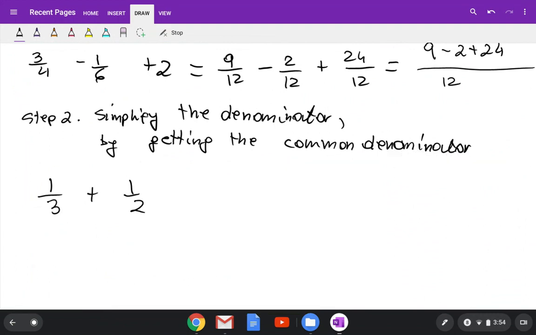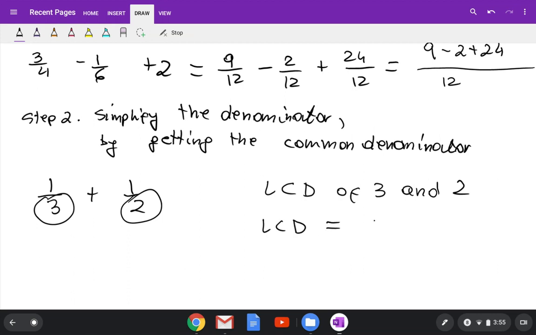Okay, so denominator, it's 3 and 2. So you have to find LCD of 3 and 2. So think about the number which can divide 3 and 2. So LCD will be 6. 6 can divide 3, 6 can divide 2. Also, since 3 and 2 are prime numbers, to find that least common divisor, which is our common denominator, you just multiply them. 3 times 2 will give you 6. So LCD, it's 6, which means 6 is our common denominator.